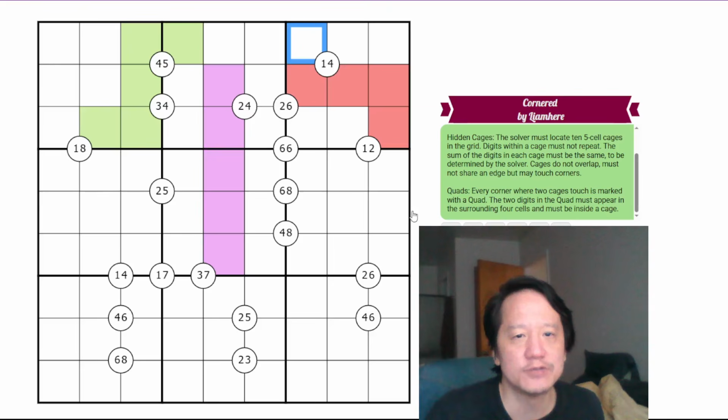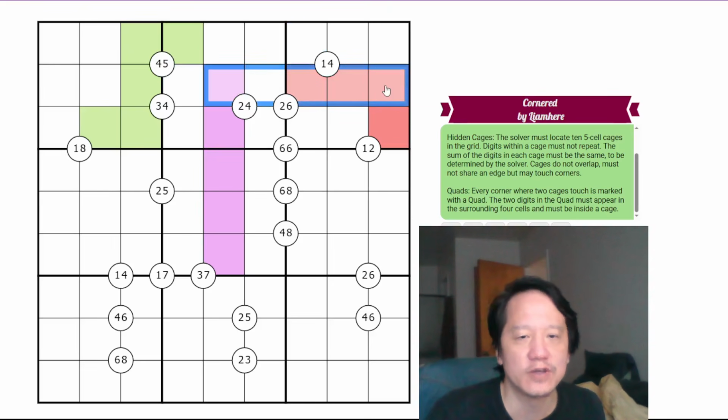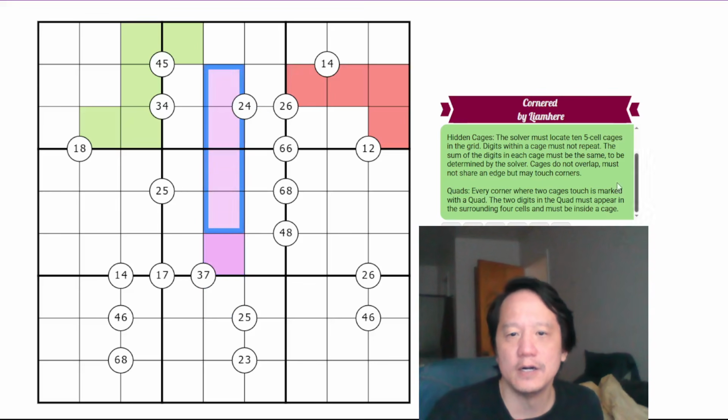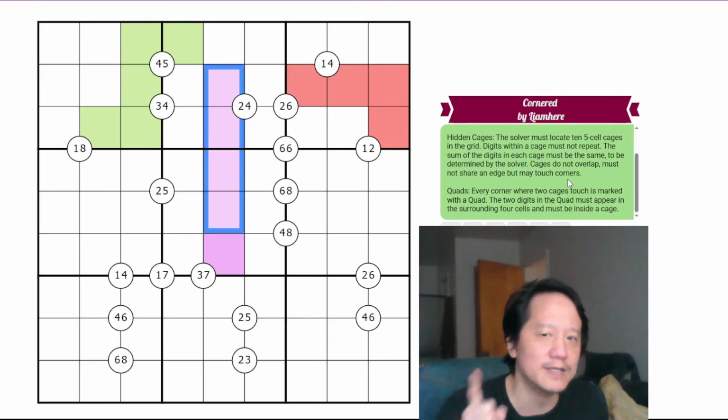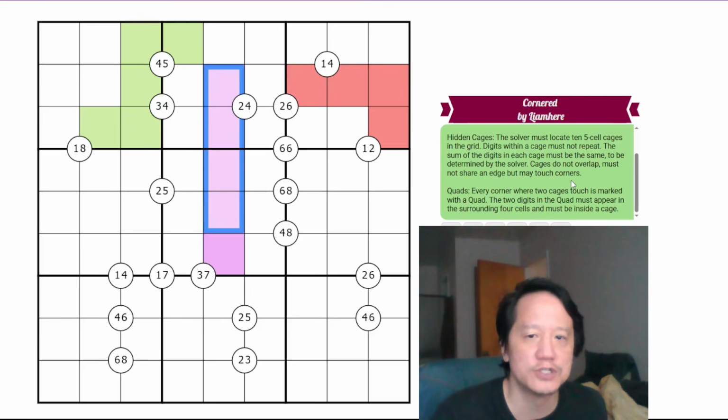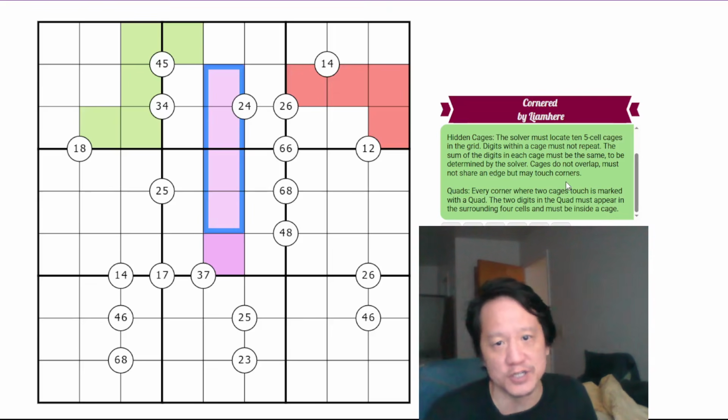But again, the cages also do not overlap. So you could not have something like, say, this be part of a cage, this be a cage, because we already have a cage here. And again, they sum to the same sum, and there's no repeats within the cage. So keep that in mind for the hidden cages. And there's 10 of them, and they're 5 cells each.